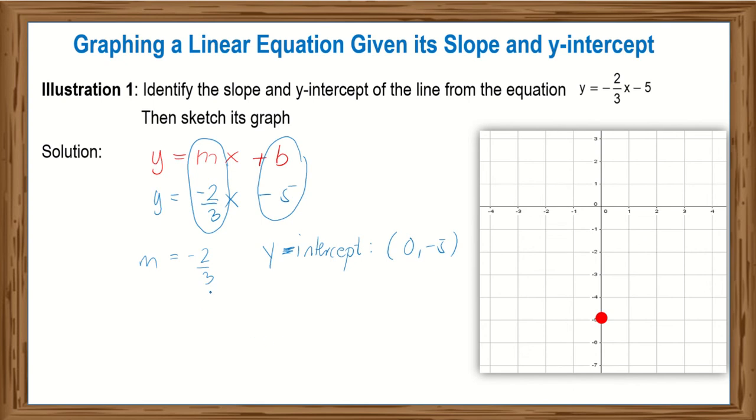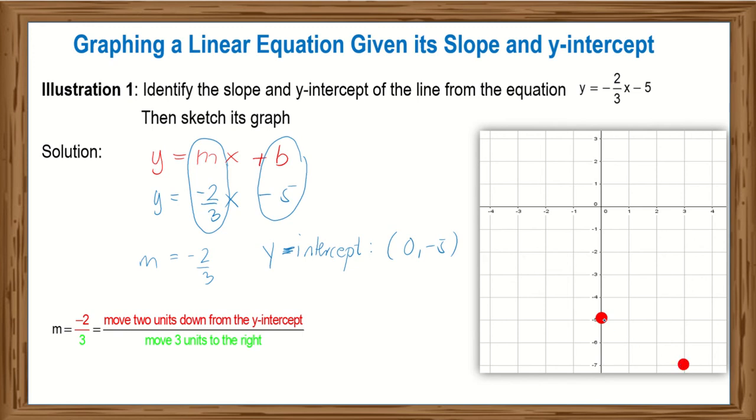Now, negative 2/3 can be expressed as rise negative 2 over run 3, in which our rise will move 2 units down from the y-intercept, and our run will move 3 units to the right. Again, negative 2 means we're going to move 2 units down from the y-intercept for our rise, and move 3 units to the right for our run. From this y-intercept, we have 1, 2, and then 3 units, 1, 2, 3.